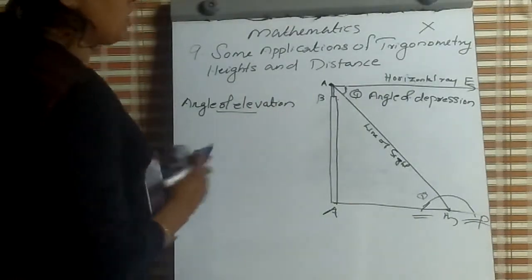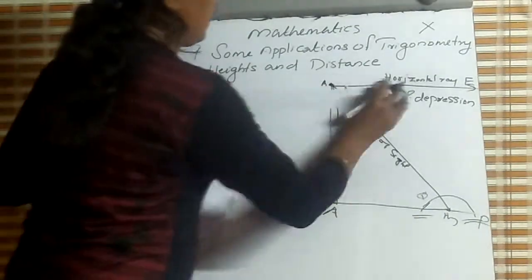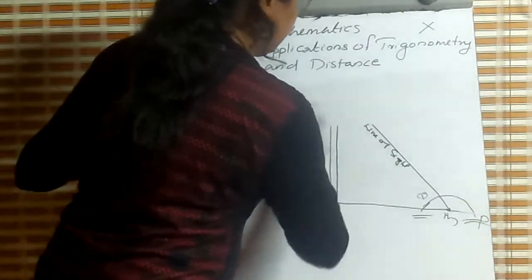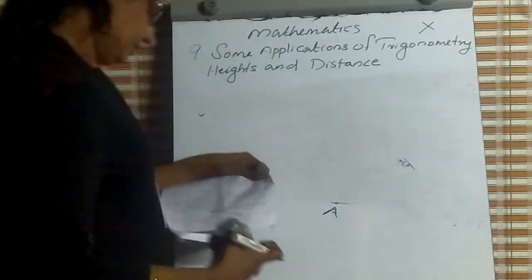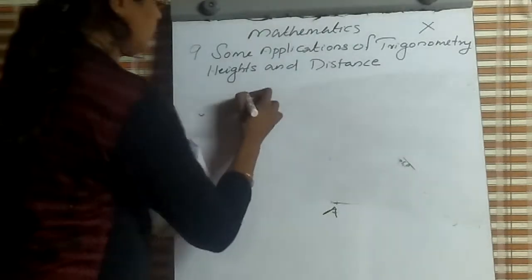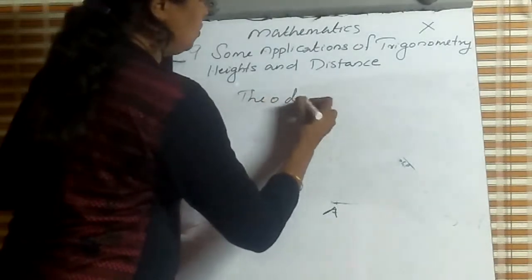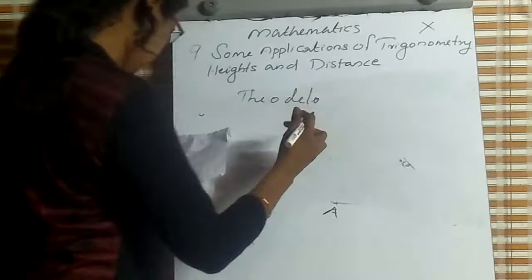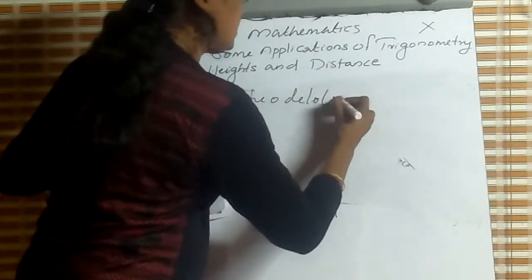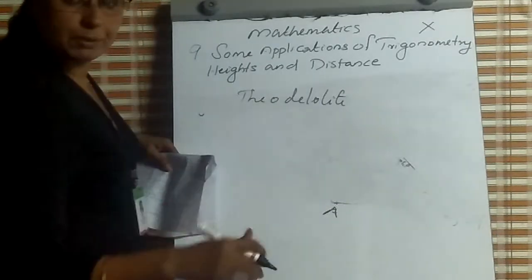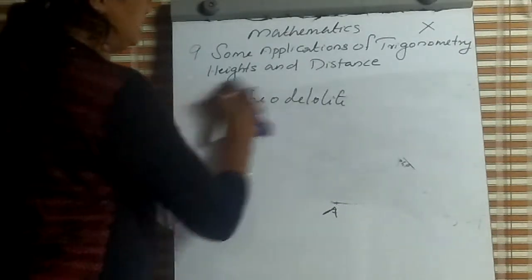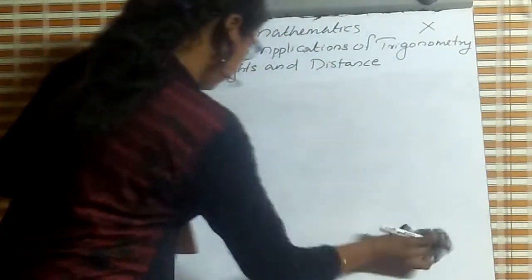So we have two angles, angle of elevation and angle of depression. We use a theodolite to find these angles. Theodolite is an instrument used for finding the angles, angle of depression and angle of elevation. Now we are going to solve problems based on this.